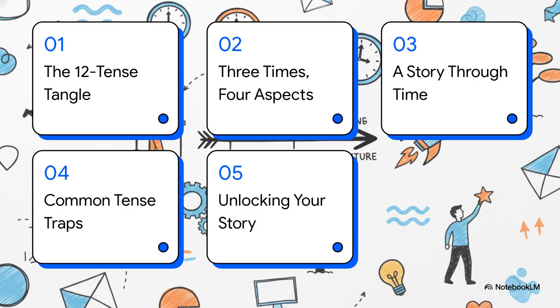Here's our roadmap. First, we'll look at the tangle. Then I'll reveal the simple formula of 3 times and 4 aspects. We'll follow a story through time, tackle some of the most common traps, and finally, we'll talk about unlocking your story. Ready? Let's jump in.